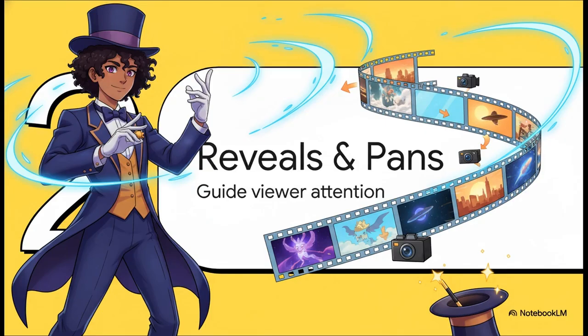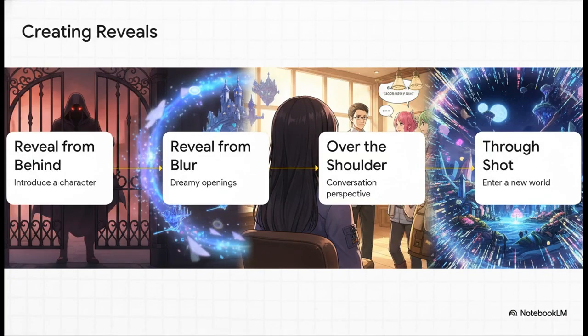Okay, next up, reveals and pans. Think of this section as learning a bit of magic. You're not just showing a scene anymore. You're controlling exactly what the audience sees and, more importantly, when they get to see it. Reveals are just so crucial for telling a good story. You can reveal from behind something, like a column, to introduce a character with a little bit of mystery, or start with a reveal from blur to give your opening a dreamy, surreal vibe.